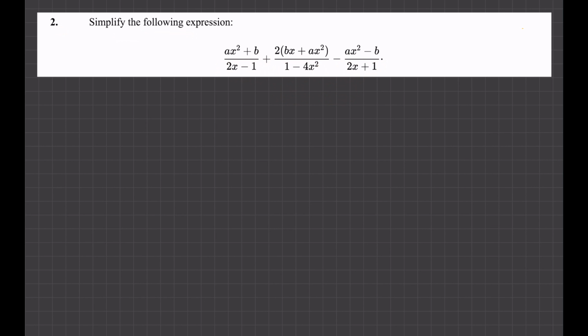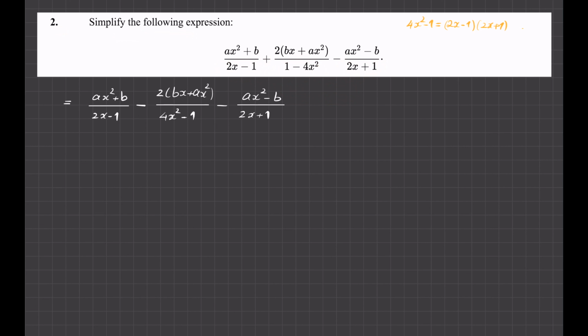So the first thing that I will do is copy and paste more or less everything, except that in the middle term I would write a minus, and then I would replace the 4x squared and 1. I would write it 4x squared minus 1, and in the numerator it becomes 2 times bx plus ax squared, and then the next is minus (ax squared minus b) over 2x plus 1. Okay, but now if I want to find the LCD, 4x squared minus 1 can be factorized as (2x minus 1)(2x plus 1).